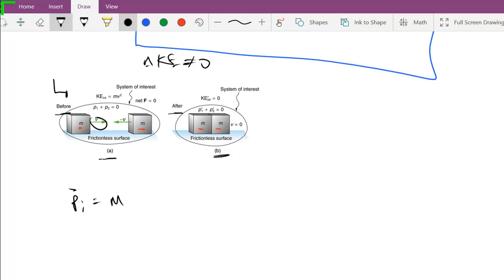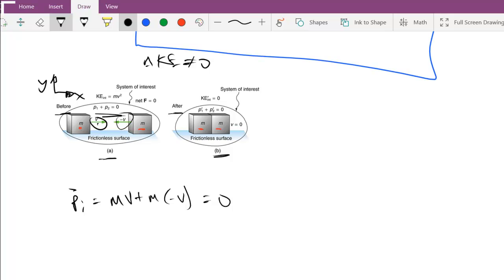I'll call this, actually they've already described this for us. Positive is to the right and up. The first block had a velocity of v. The second block had a velocity of negative v. So we have mv plus m times negative v. So the initial momentum is mv minus mv, which is equal to 0. It had no momentum to begin with. The total momentum of the system was equal to 0.